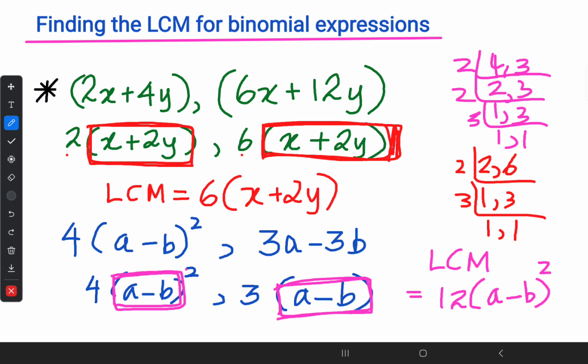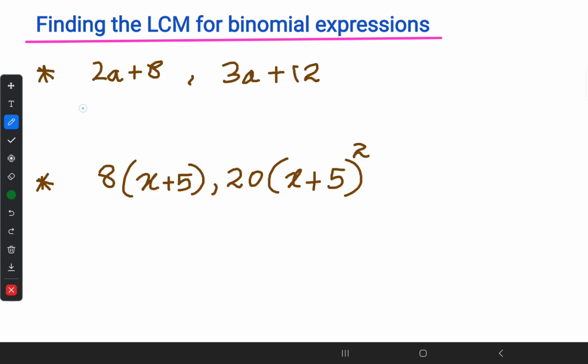So in the previous example, both are in the same power, so you can directly write x plus 2y. But in the next case, one has a square and the other does not. So you have to select the highest power one. That would be the final answer.